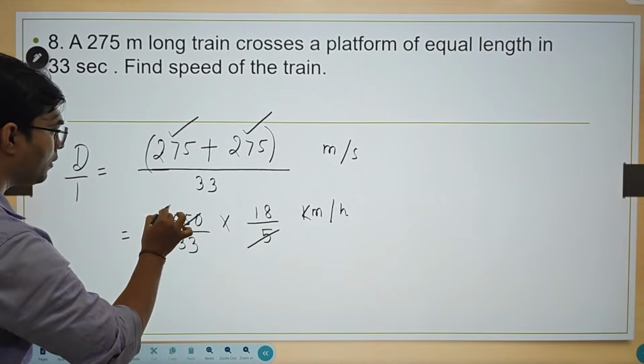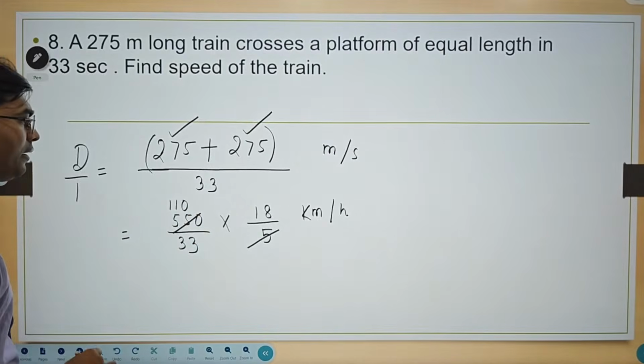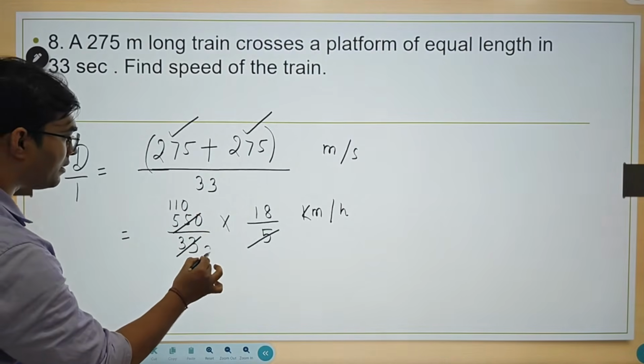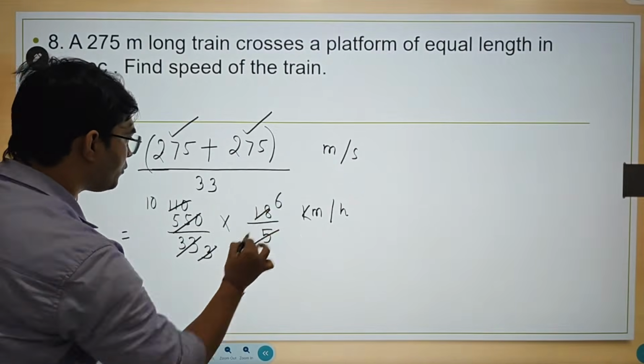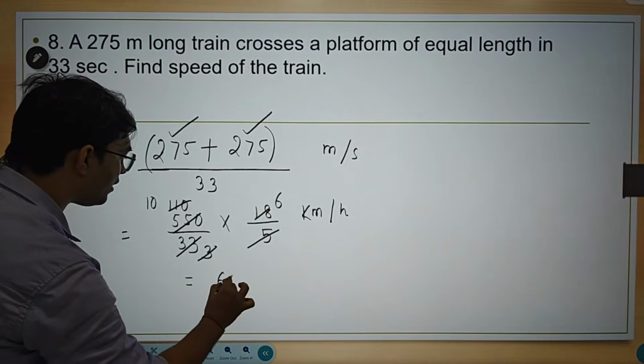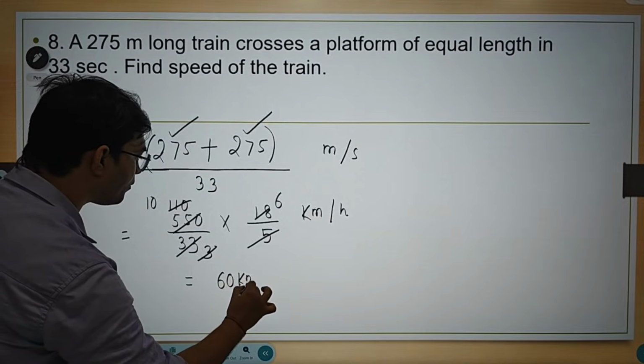5. 110, 11 3s are 33, 11 into 10, 3 into 6 is 18. So the speed will be equal to 60 kilometer per hour.